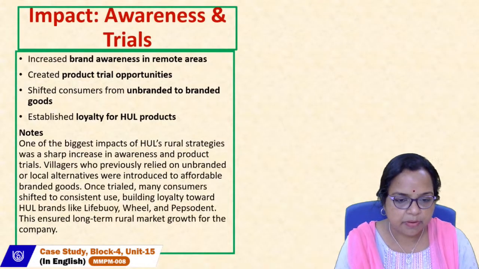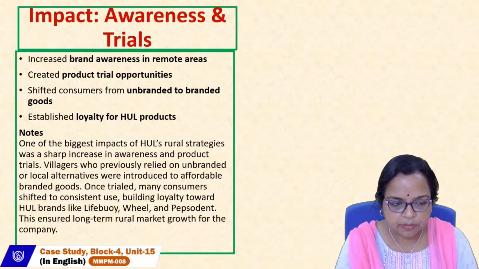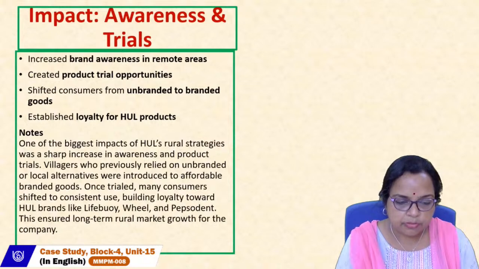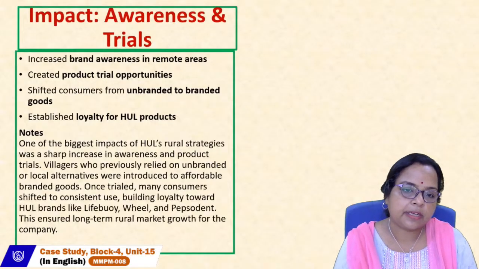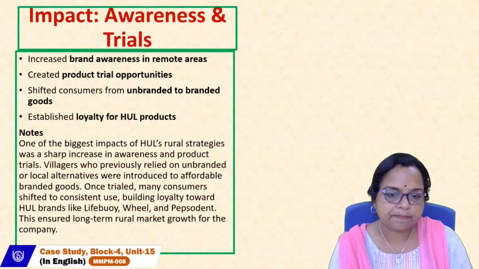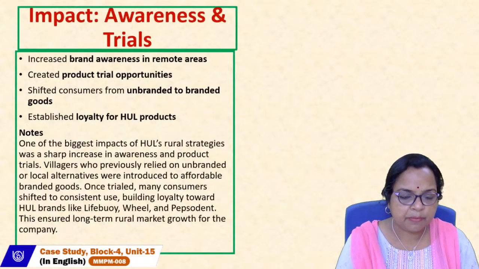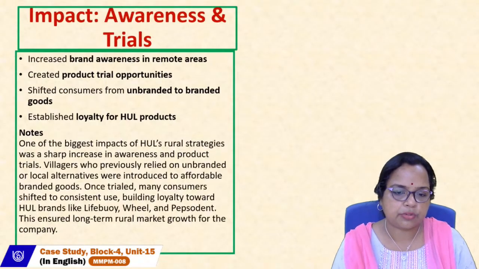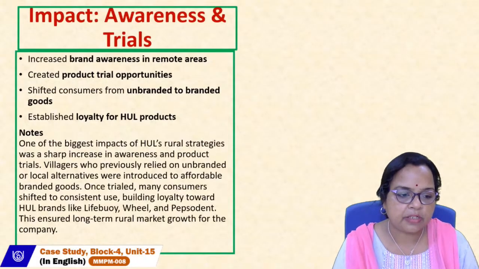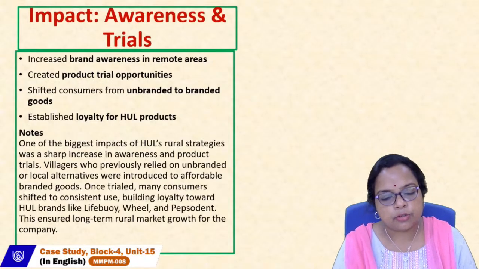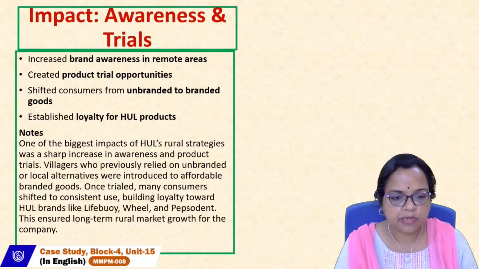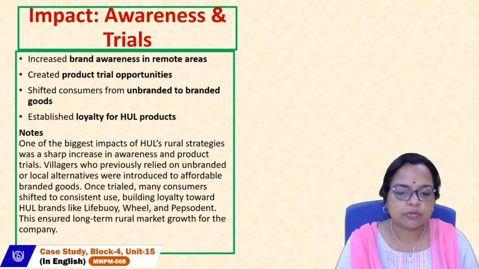So the company was selling the products through many community connection programs, or having a game related to their need. Consumers were sharing their direct feedback with the company. So it created a strong awareness about the product, and the company provided them some trial packs. Once trialed, many consumers shifted to consistent use, or shifted from local brands to HUL's products. Slowly, loyalty developed towards HUL's brands like Lifebuoy, Wheel, and Pepsodent, and this ensured long-term rural market growth for the company.